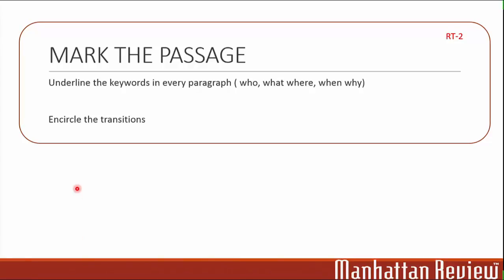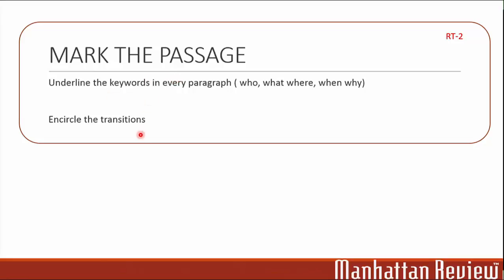Marking the passage: underline the keywords, as we were discussing, in every paragraph. What are these keywords? The keywords are who, what, where, when and why. Whenever we get an answer to the questions of who, what, when, where and why, mark it immediately in every paragraph.